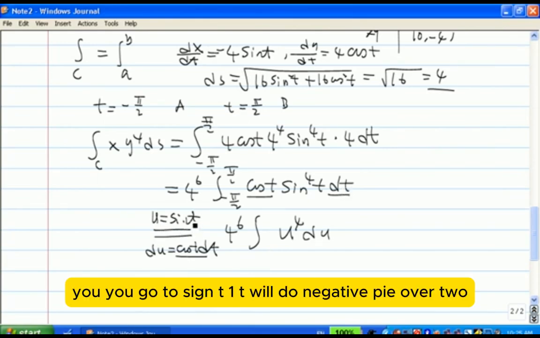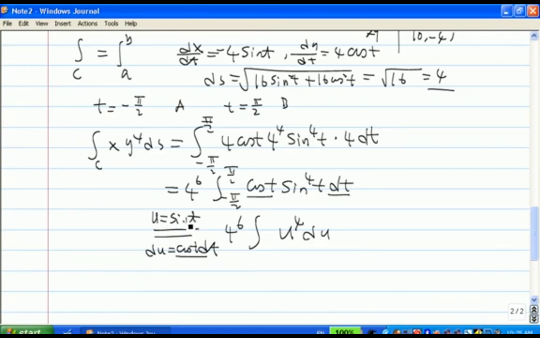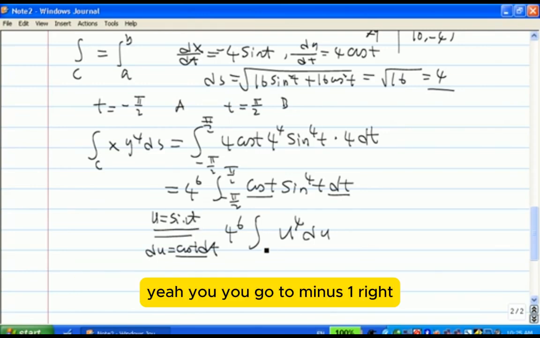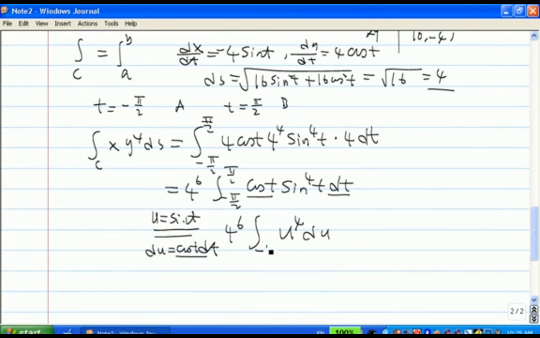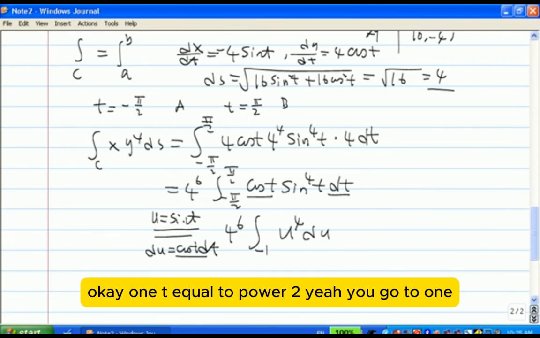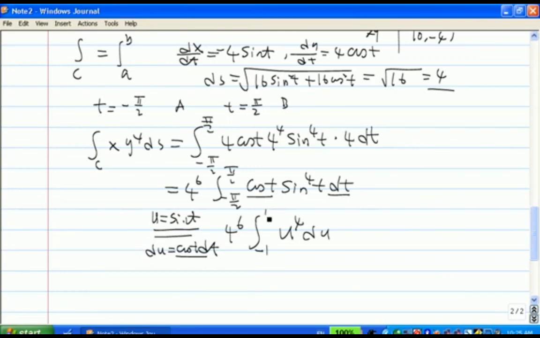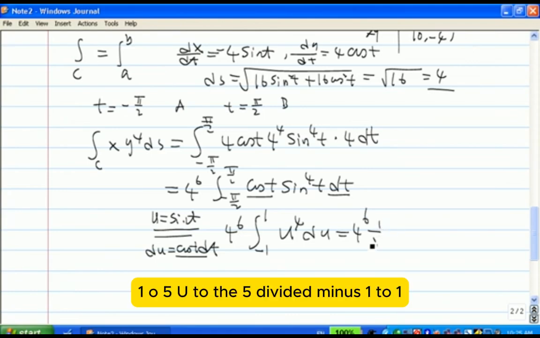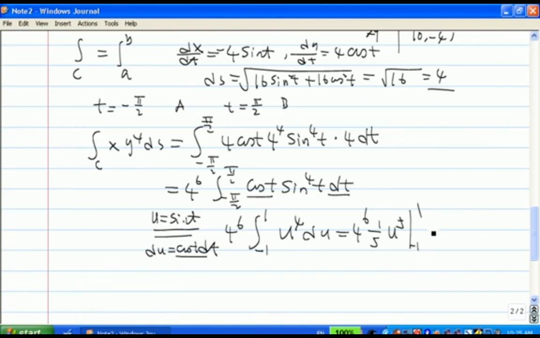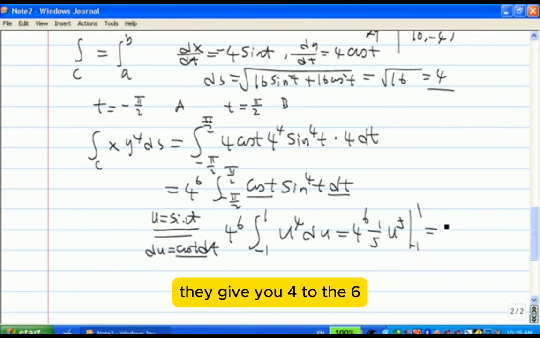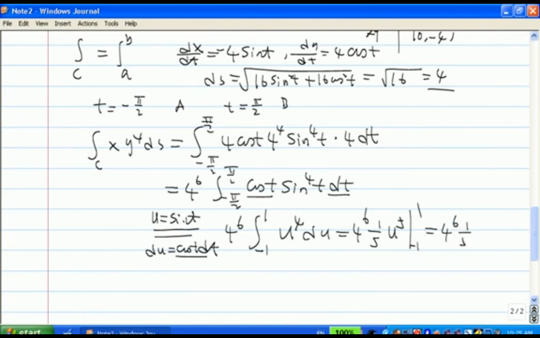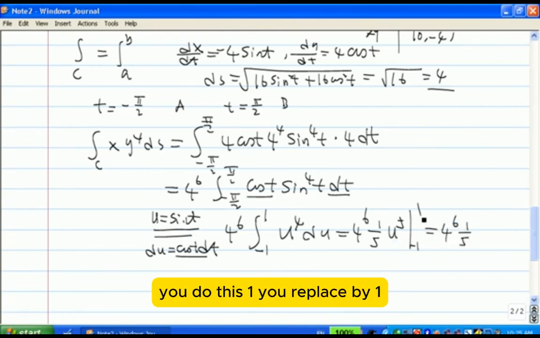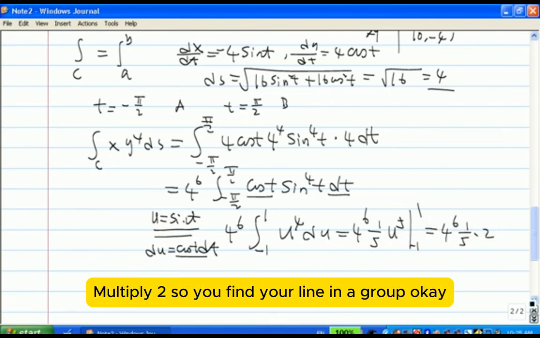When t equals negative pi over 2, u equals sine t, which is minus 1, right? When t equals pi over 2, u equals 1. Okay, we integrate this, giving 4 to the 6, 1 over 5, u to the 5, evaluated from minus 1 to 1. That gives you 4 to the 6 times, you replace by 1, then subtract negative 1, so multiply by 2. So you find your line integral.